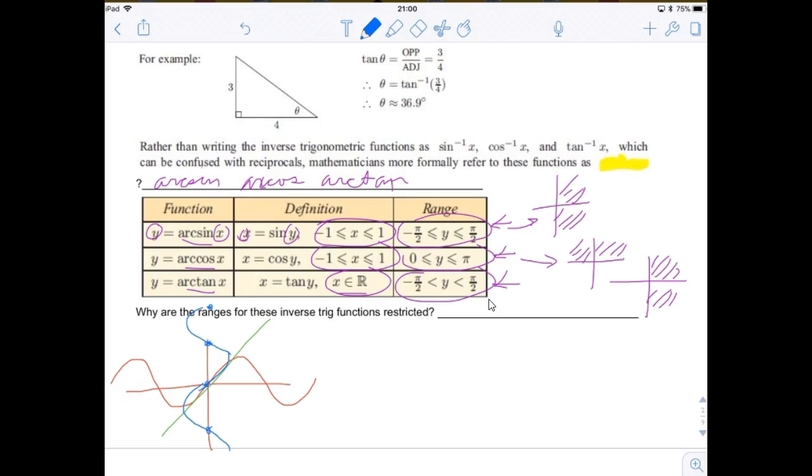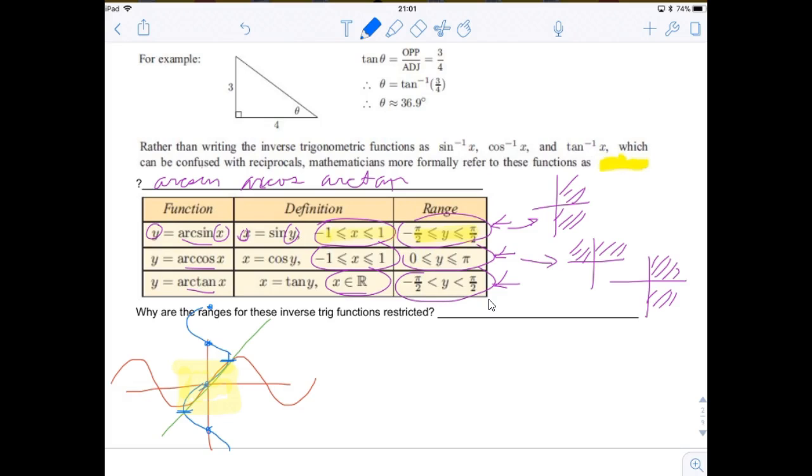What they do is they cut off part of the function. So they just consider this part of the function, for example. If they only consider this part of the function, then they've succeeded in making a function which has one output for every input. And so you can see that for arcsine, for example, they only consider negative pi over 2 to pi over 2 as valid outputs for the inverse trig function. So basically they're saying from here to here, those are our valid outputs.